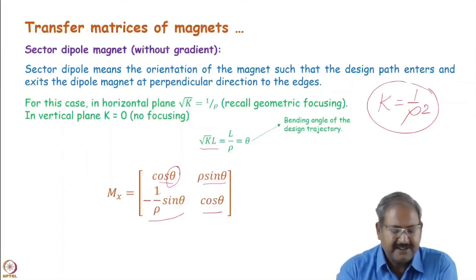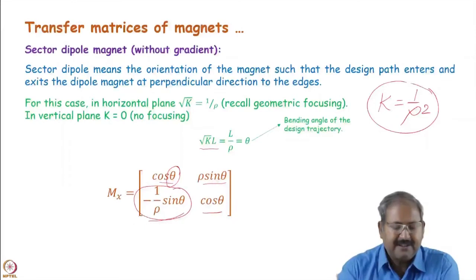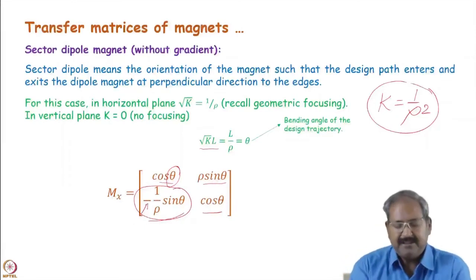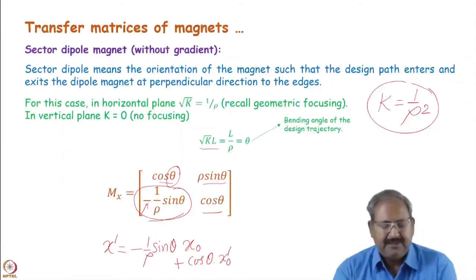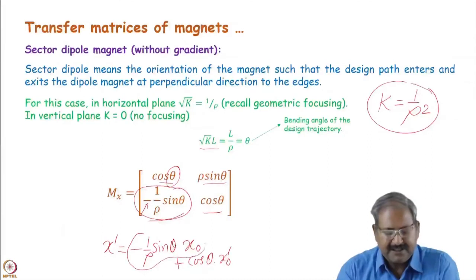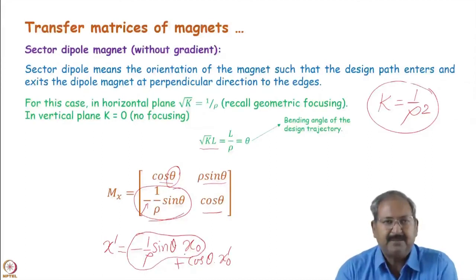Now you can see an interesting thing, that this element comes with a minus sign. And what does it mean? It means x prime will be equal to minus 1 by rho sin theta x0 plus cos theta x0 prime. Minus means it is reducing the initial coordinate by some amount, a kind of focusing. It is reducing the displacement with respect to the design trajectory as the particle passes through the magnet, and it is the focusing. This was the geometrical focusing. That's why 1 by rho square focusing is known as geometrical focusing in the sector magnet.